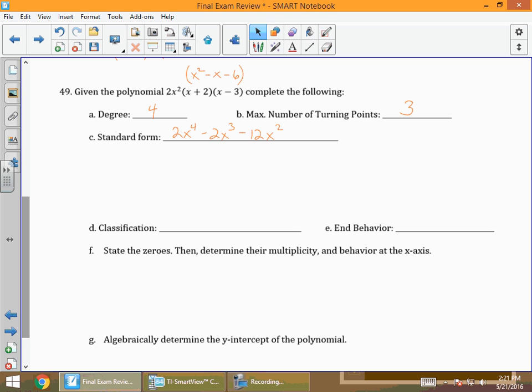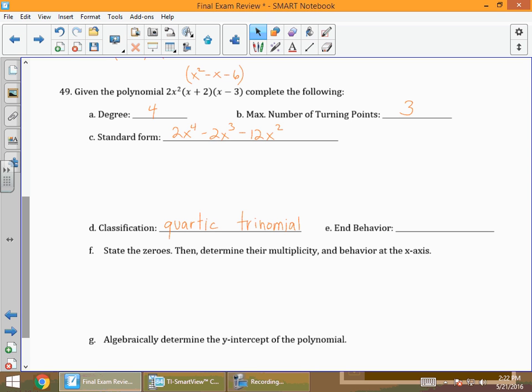The classification, first of all, it is a power 4, so we call that a quartic. Remember, if it is degree 1, we call it linear. Degree 2, we call it quadratic. Degree 3, we call it cubic. Degree 4, we call it quartic. And degree 5, we call it quintic. So this is a quartic. And now I count how many terms there are. 1, 2, I see 3. So that is a quartic trinomial. You have a binomial if it's 2, trinomial if it's 3. And then after that, we just call it polynomial 4, whatever the case may be.